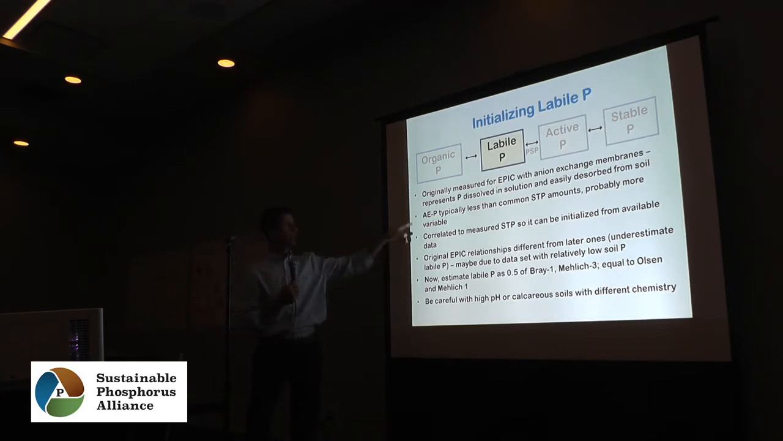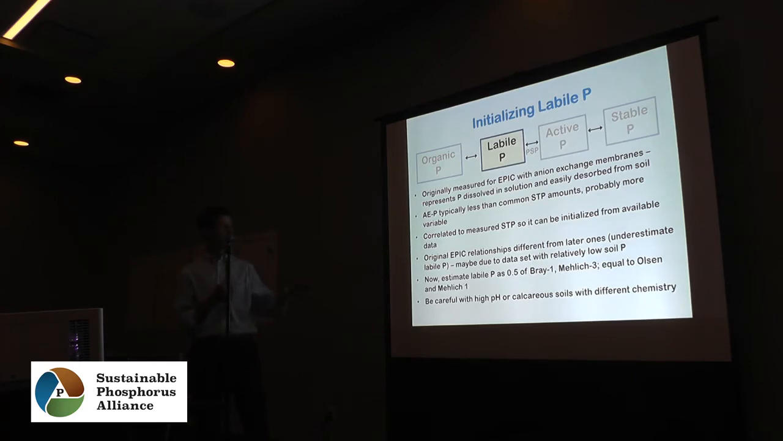We correlate that to our soil tests so that we can say, if we want to say labile P is that anion exchange, well, I correlate that to soil test P, and I can use my soil test P number to initialize my labile P in the model. So Andrew did all that, and the original relationships they came up with are somewhat different. It's the same concept, but the correlations are a little bit different. That may have been due to a function of the soils they used and the phosphorus concentration at the time that was in there.